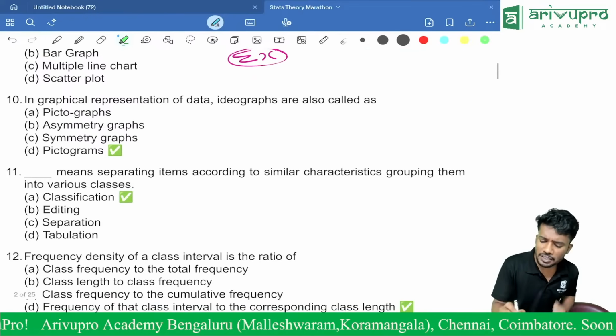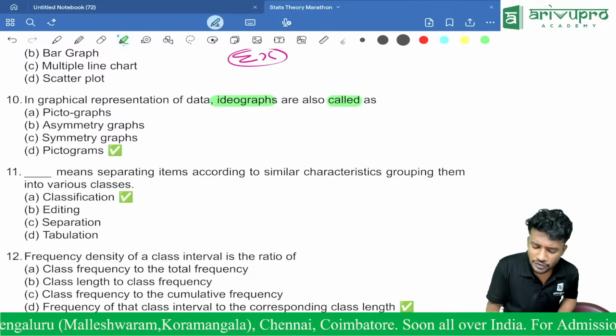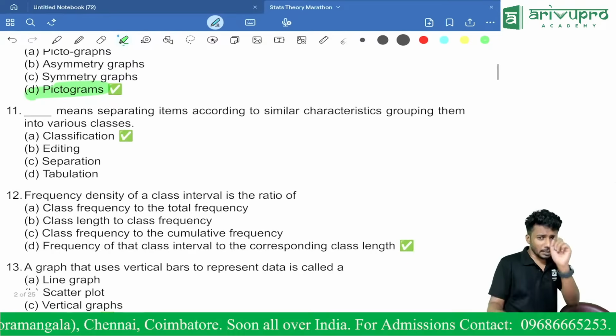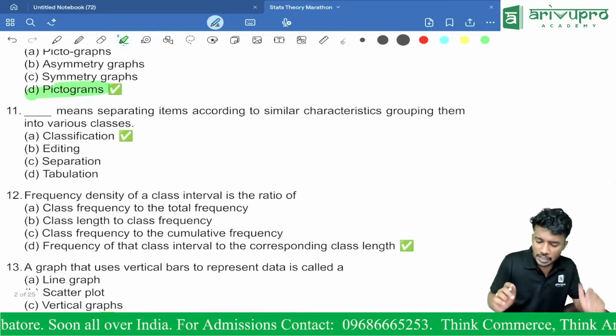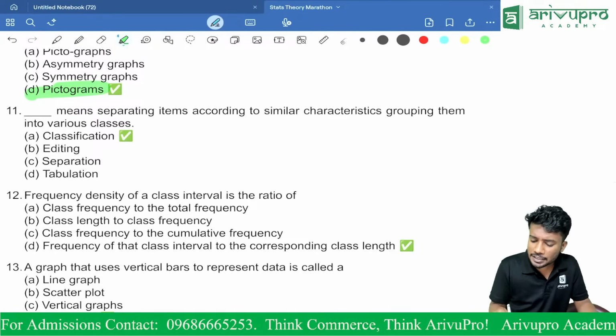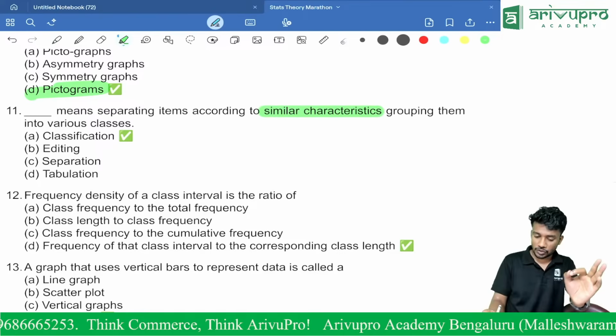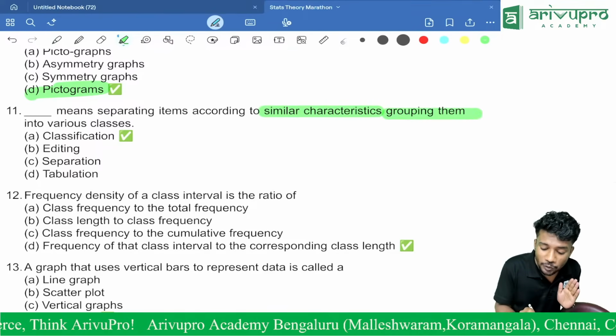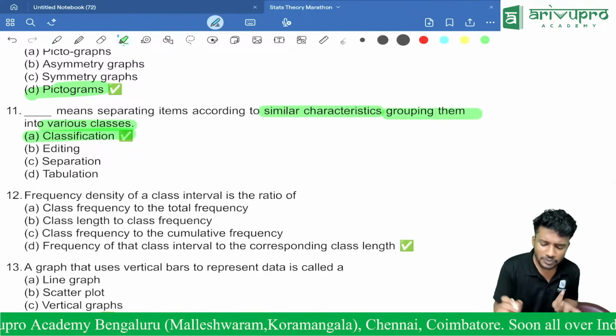Then in graphical representation of data, ideograph is also called as what? Pictograms. Keep a note of it, a new question, pictograms. Then dash means separating items according to similar characters. Okay, grouping them into various classes. What type of is that?